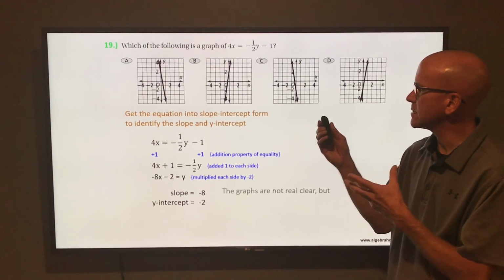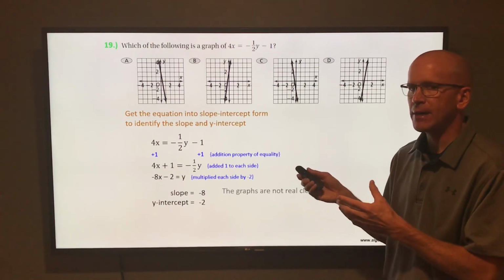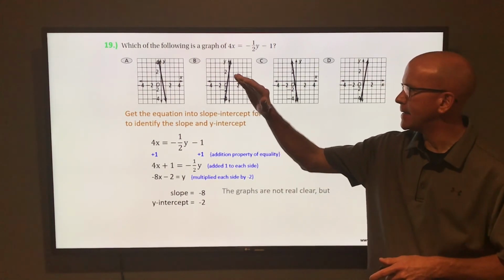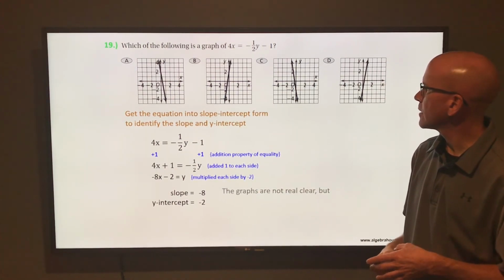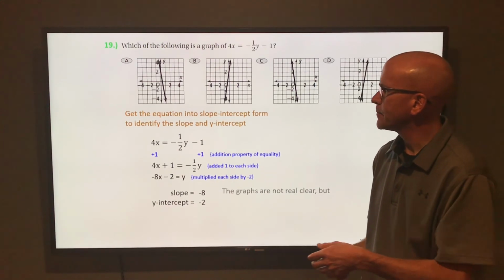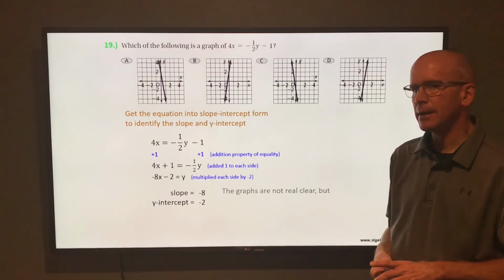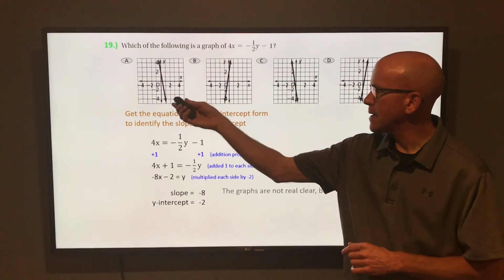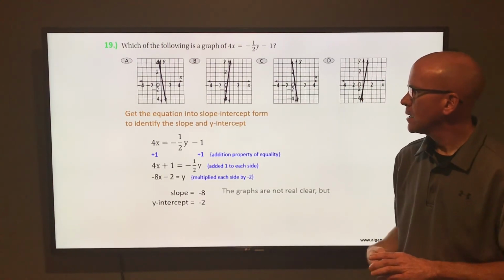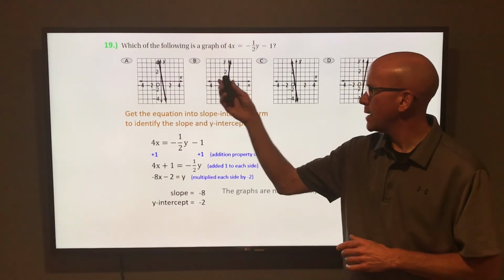So you're looking for one of these lines that has a slope of -8. Remember, a negative slope will slant down and to the right. So you're looking for a line that slants down and to the right. You can forget letter B and forget letter D. Those slant up and to the right. It could be A or it could be C. So down and to the right could be A or C.